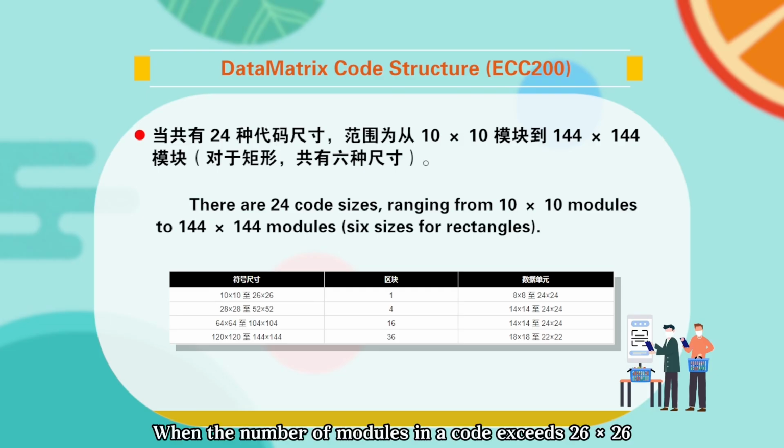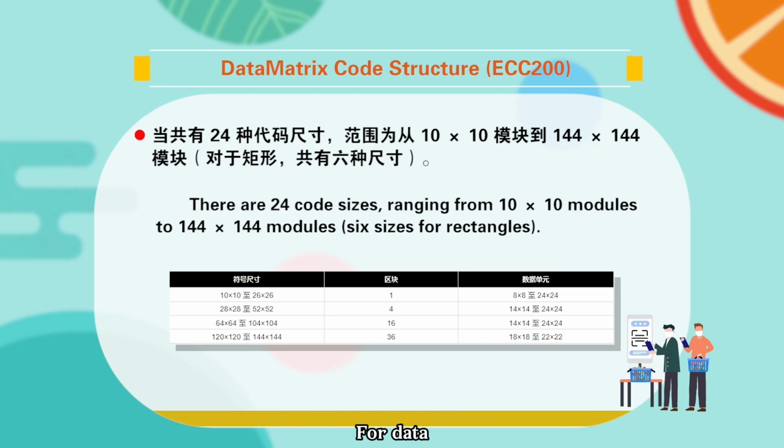When the number of modules in a code exceeds 24 by 24, it is divided into blocks, as shown in the figure, with no more than 24 modules on each side. This structure prevents code distortion.